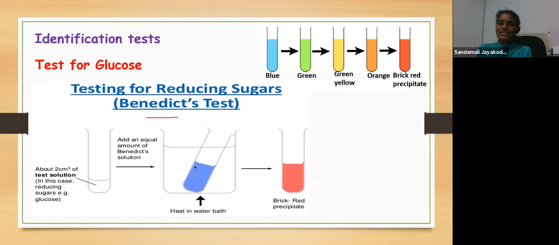Then what we do is we keep it in a water bath and heat little by little. We are supplying heat, and when we supply heat little by little, we get a nice color change from blue to brick red color, or the brick red precipitate actually. It is precipitating down to the bottom.